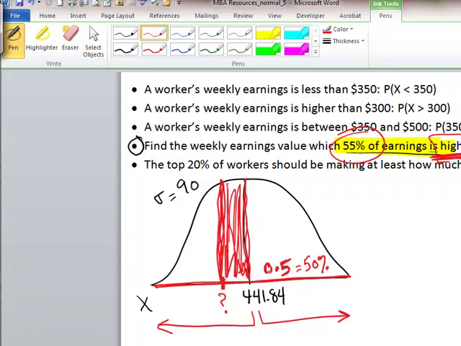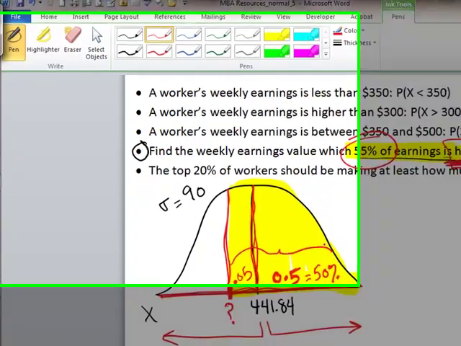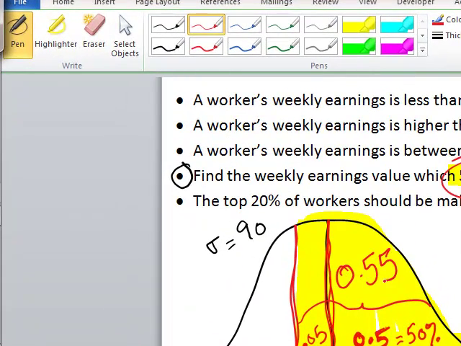area and will generate 55%. So if I find that x value, that question mark, so that 0.05 of the area under the curve falls between it and the mean, then the total area to its right will be 55%. The 5% plus the 50% will generate 0.55.